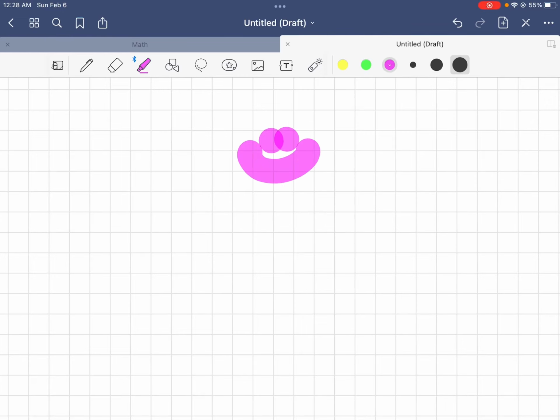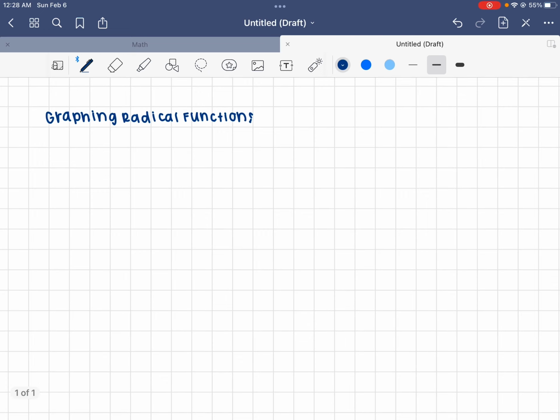Good morning, guys. So we're going to be graphing radical functions. Before we start, let's review the quadrants of our coordinate plane. So we have quadrant 1, quadrant 2, 3, and 4.